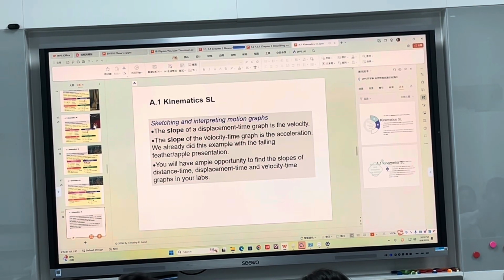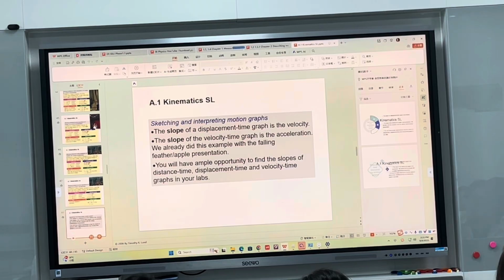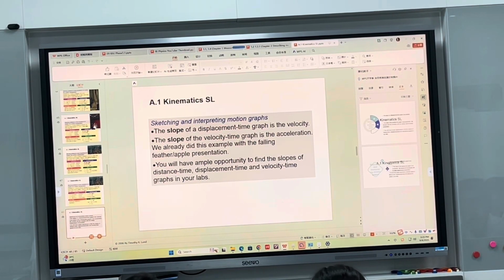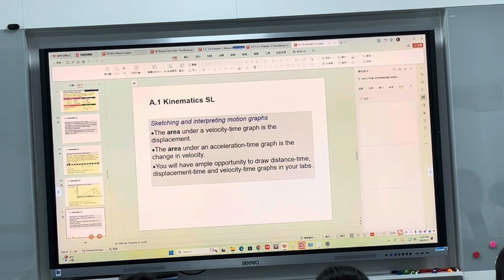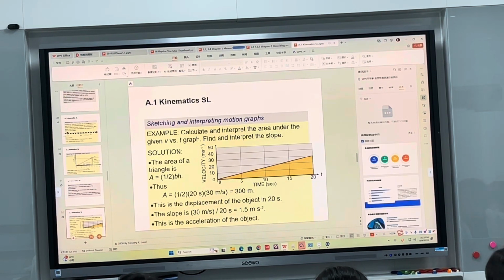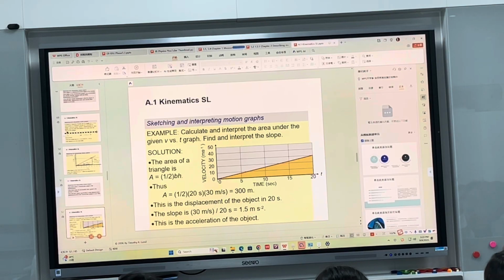We know that the slope of the distance-time graph is velocity from grade 9. We also know that the slope of the velocity-time graph is acceleration from grade 9 as well. So we're not going to spend time on this. We also know that the area under the speed-time graph is distance, or the area under the velocity-time graph is displacement.